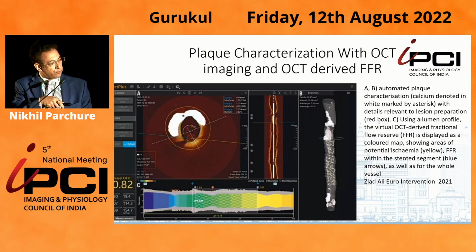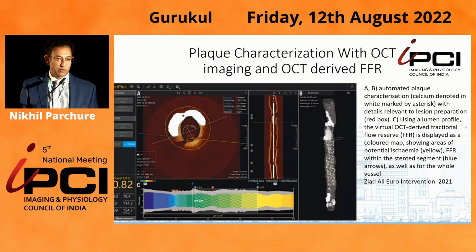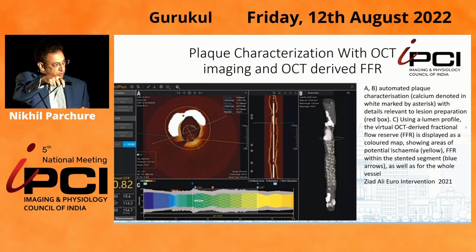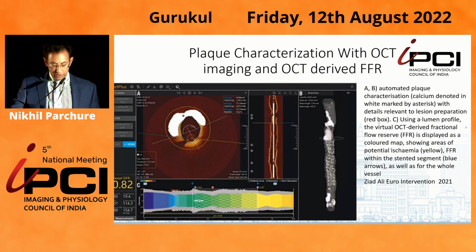And using a lumen profile, which is very important. As you know, in OCT, one of the most important things is lumen profile. And using a lumen profile, the virtual OCT-derived fractional flow reserve is displayed as a colored map, showing areas of potential ischemia, yellow, which is distal to the stent. And also it tells you about, within the segment, blue arrows, as well as for the whole vessel. You can see the whole vessel FFR is here, and it tells you within the stent is okay, but here is not okay.